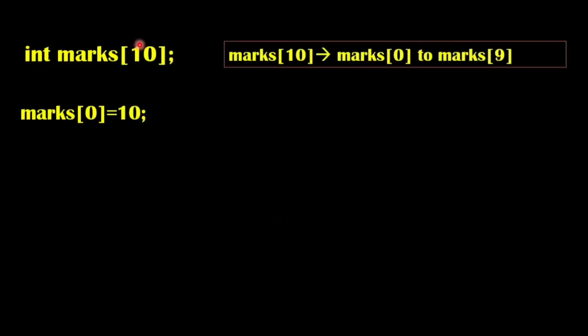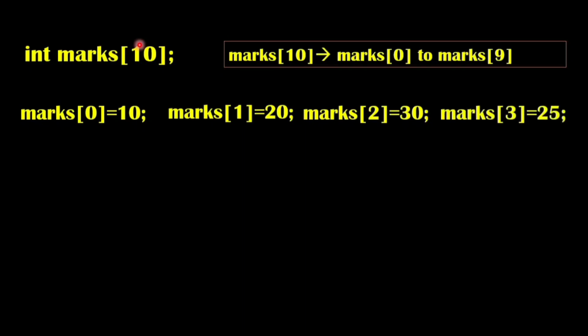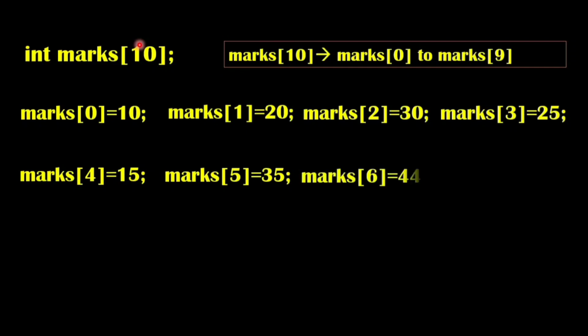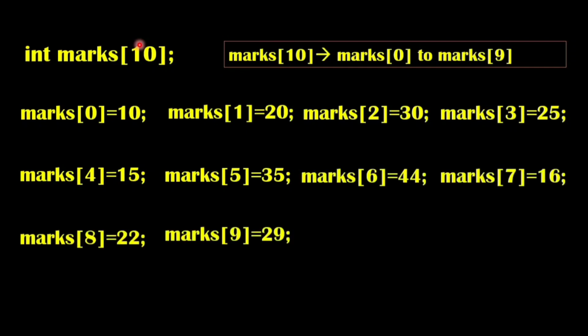So you can just assign the elements like this. marks[0] = 10, marks[1] = 20, marks[2] = 30, marks[3] = 25, 15, 35, 44, 16, 22 and marks[9] = 29. Here I have given the values one by one.